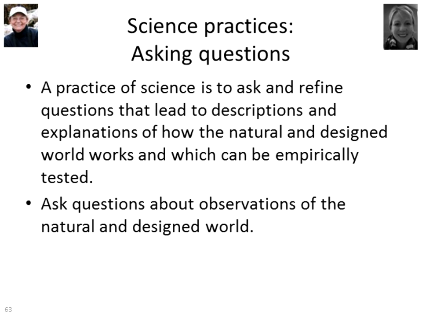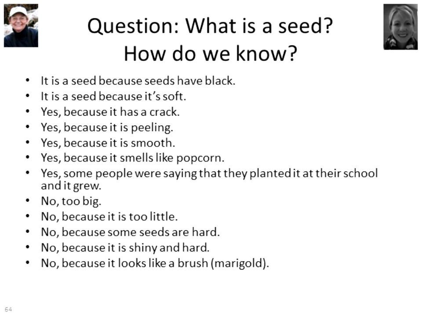So in the next slide, you can see some of the ideas that kids told us about what made something a seed. They thought it had to do with the color, whether it was black, whether it was soft or hard, whether it was smooth. Kids looked at the corn and said, "Oh, it smells like popcorn. I bet it's a corn seed."